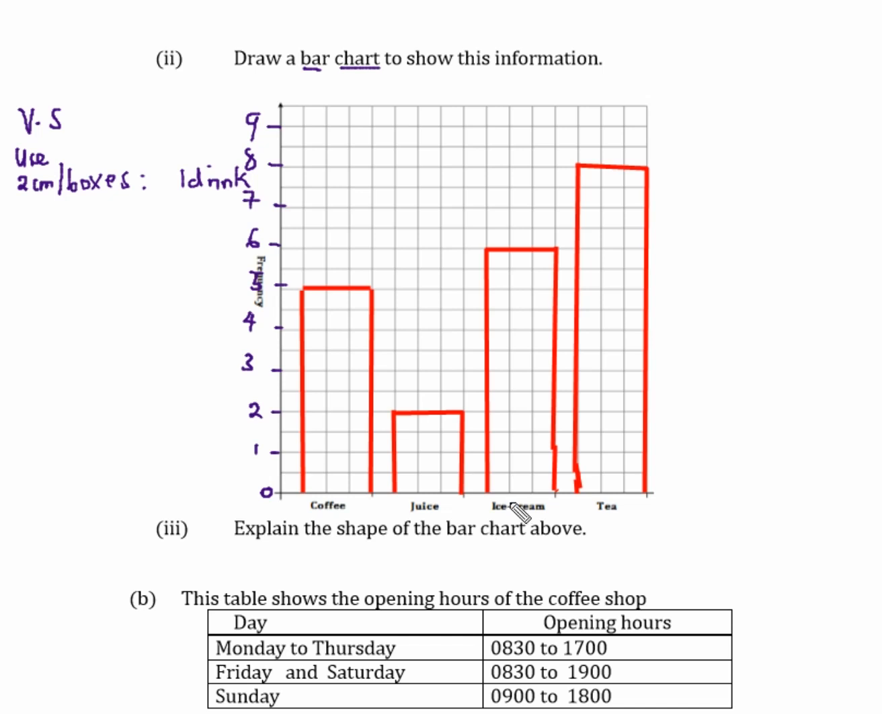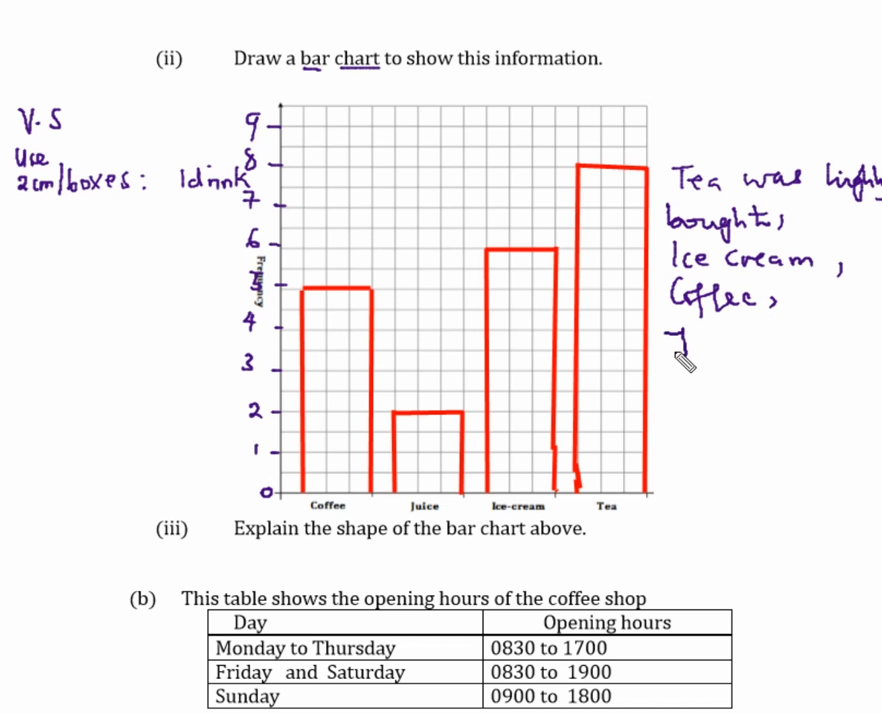Yes. Someone is saying that tea was highly bought, followed by ice cream, followed by coffee, and then finally juice. Now the question is, why is it that tea was highly bought and juice was the least drink to be bought?